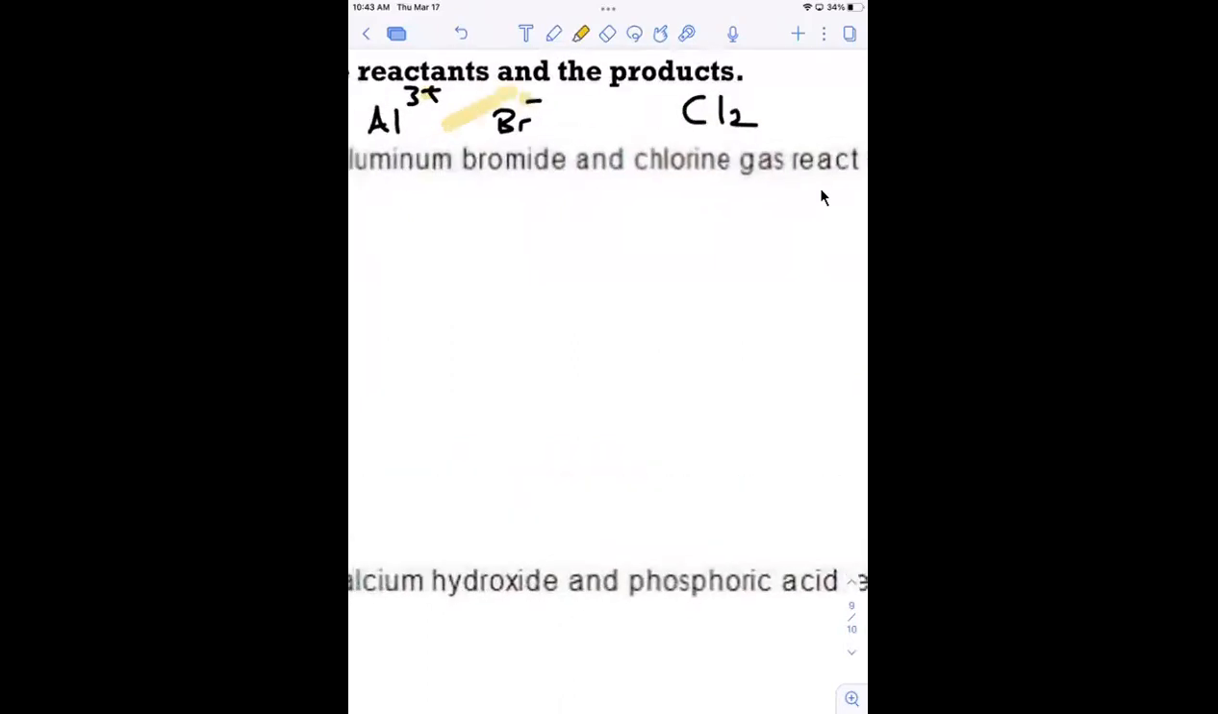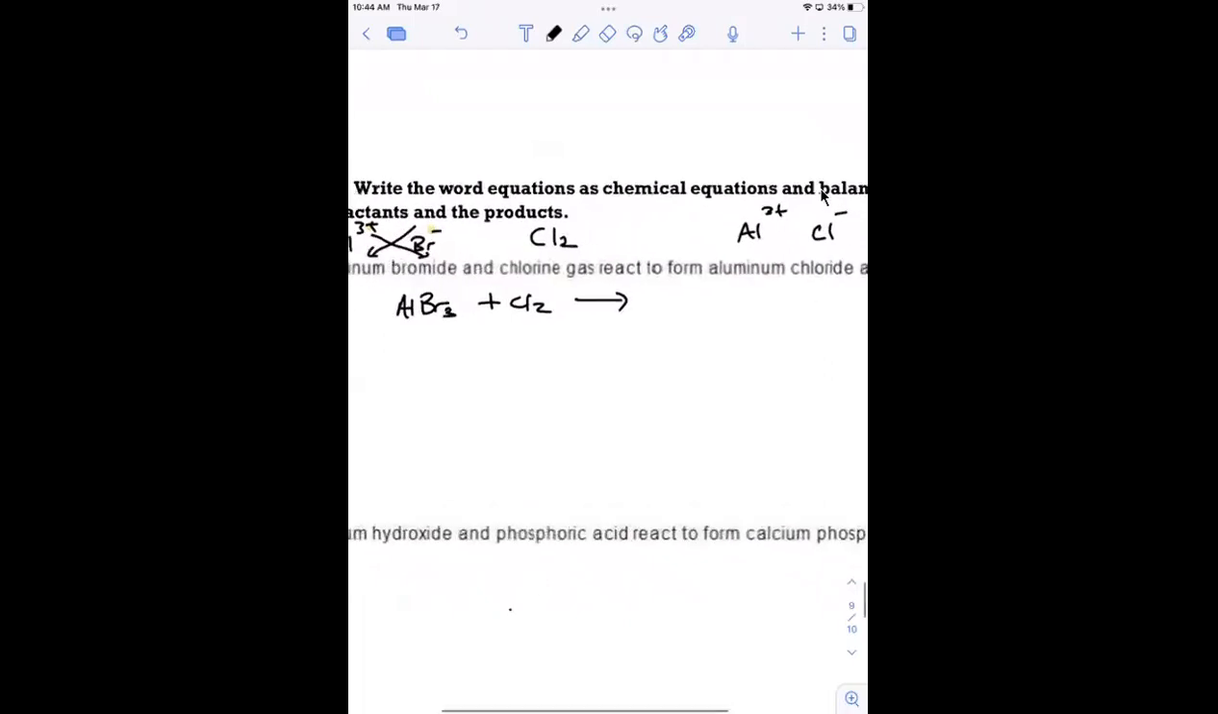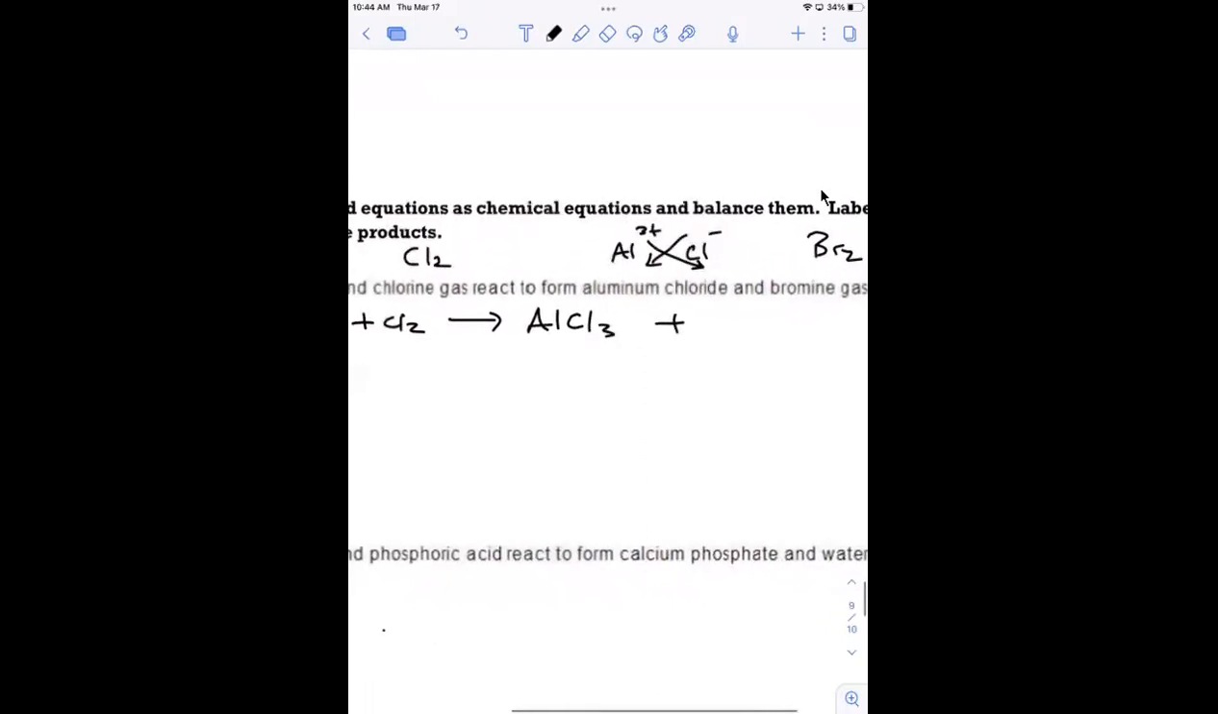Then we do this, crisscross the charges, so we'll know what the subscripts are. Yes. Wouldn't it be AlBr3? Yes. Plus Cl2. So these are my reactants. I'll have an arrow showing that a reaction is taking place, and you're going to do the same thing here, right? So it's going to be AlCl3 plus Br2.